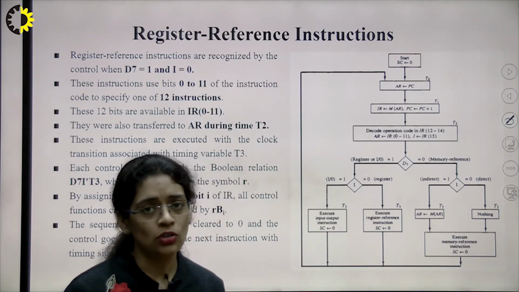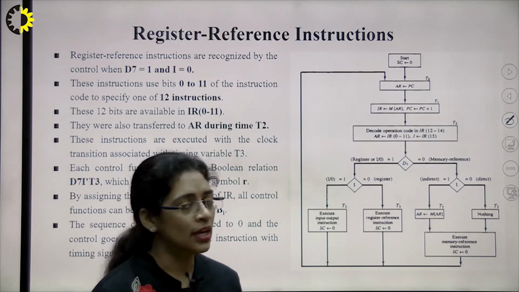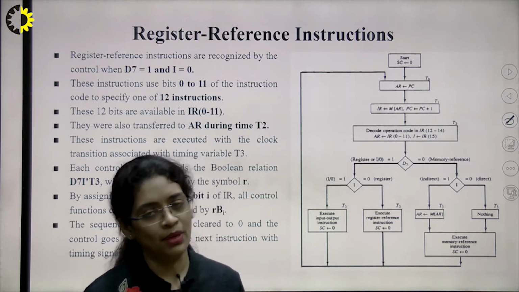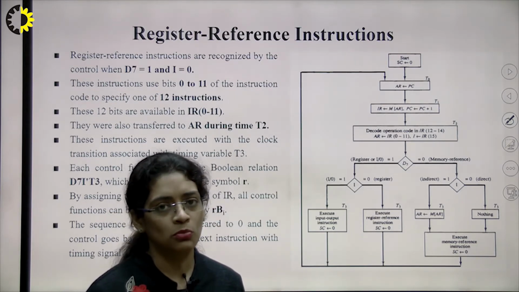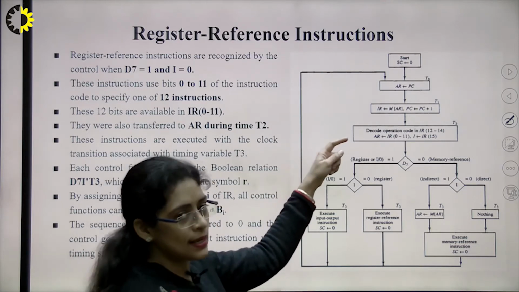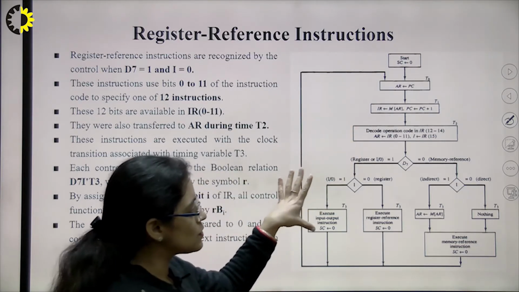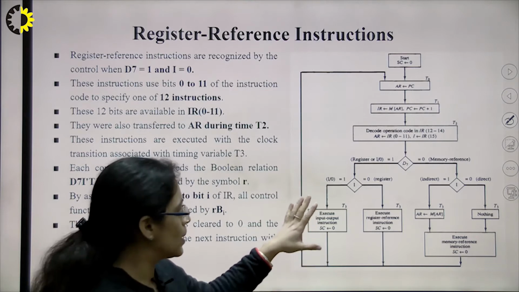Now the instruction could be of multiple types. It could be a register type, it could be memory based, or it could be an input output instruction. Just see here, this is the flowchart which we have discussed in the previous section as well.